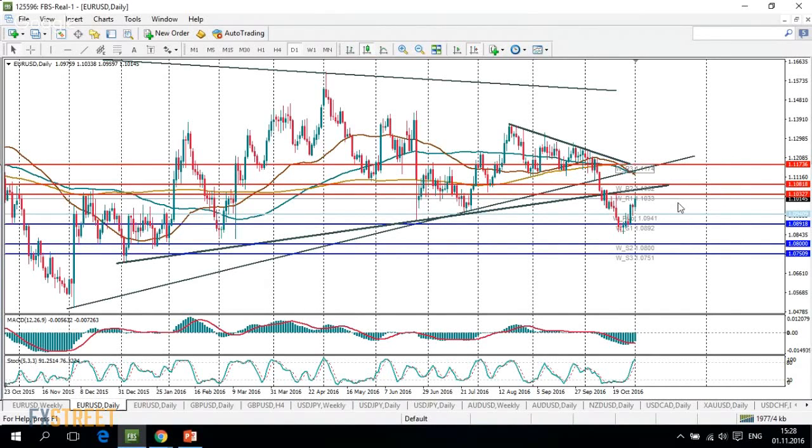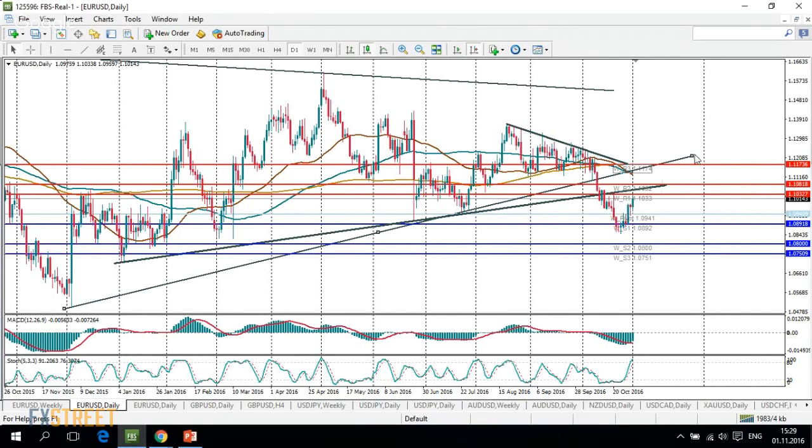They are located at 1.1033, 1.1080, and 1.1174. These are the pivot weekly resistance levels. We can see here this line is the resistance line from 2015 lows, about which we have spoken, and also the pair has come close to another resistance line. It connects the minimums of 2016, and it is located in the area of 1.1050, which is also a resistance for the euro dollar.